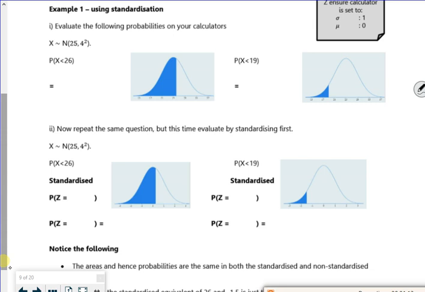So I'm on normal, so I'm going to do an NCD. My lower is going to be minus 10,000. My upper, 26. And then, what have I got? I've got sigma as 4. And mu, that's what I would have gone for, it's 25.